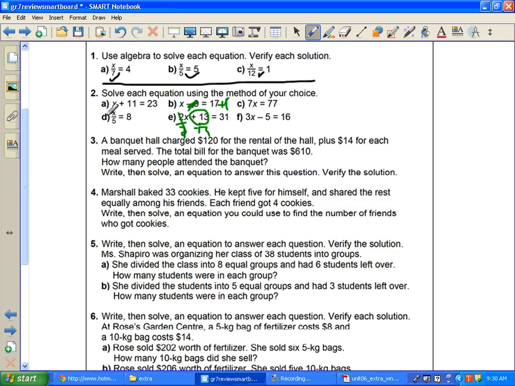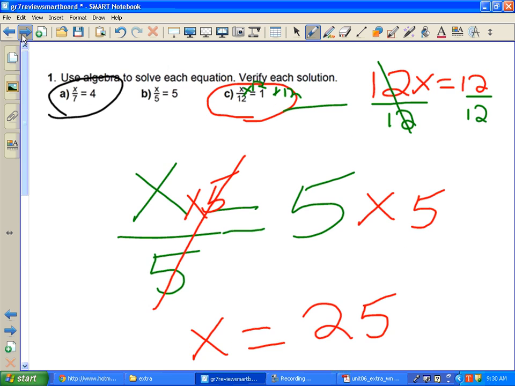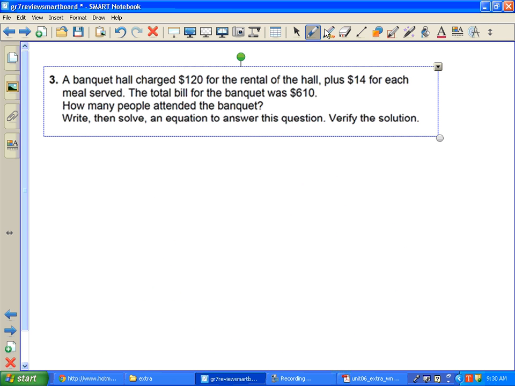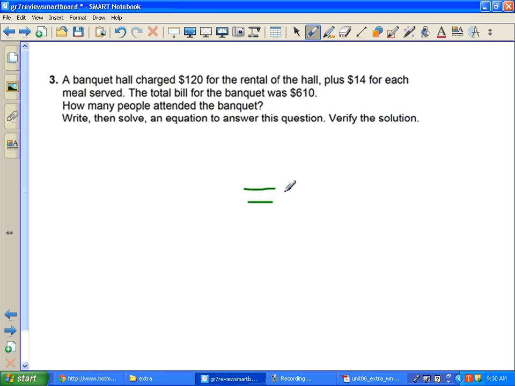Okay, looking at some of the word problems. This banquet hall problem that's here. The first thing you got to remember is whenever you're going to have an equation, okay, you're going to have some sort of a letter here.